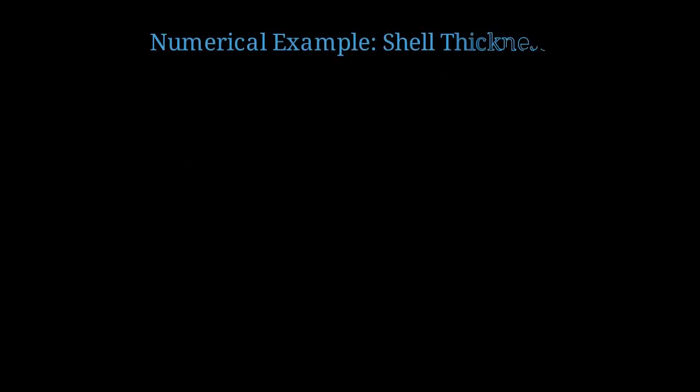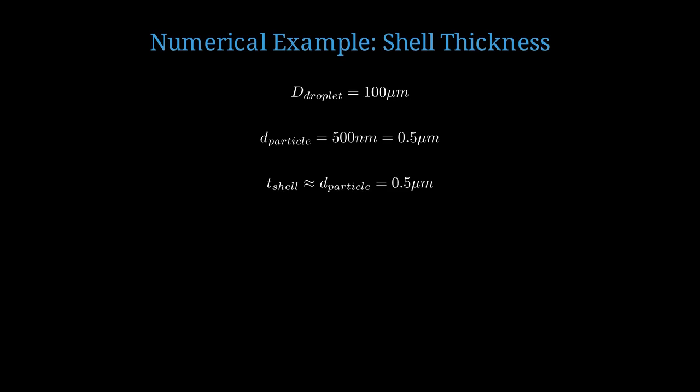Let's calculate a typical shell thickness. If we have a 100 micrometer diameter droplet and use 500 nanometer diameter particles, how thick is the shell if particles form a monolayer? The droplet diameter is 100 micrometers. The particle diameter is 500 nanometers, or 0.5 micrometers. For a monolayer, the shell thickness approximately equals the particle diameter, so 0.5 micrometers. The ratio of shell thickness to droplet diameter is only 0.5%. This shows how thin and delicate these structures are.